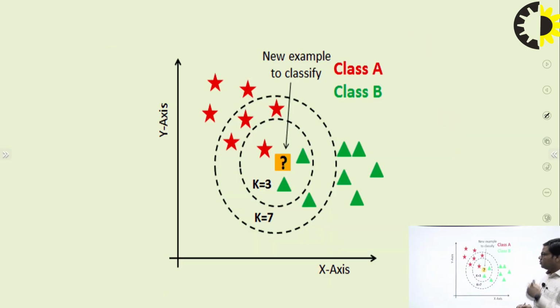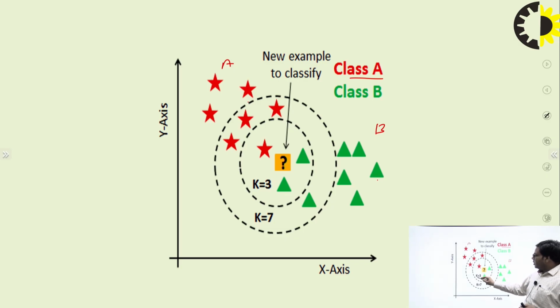Another example to see the same thing. These are the points given to us in the data set, which are colored in red and green. Class A is colored with red and class B is colored with green, and the triangle and the star. So if we supply a new point which should be predicted, its class should be predicted.